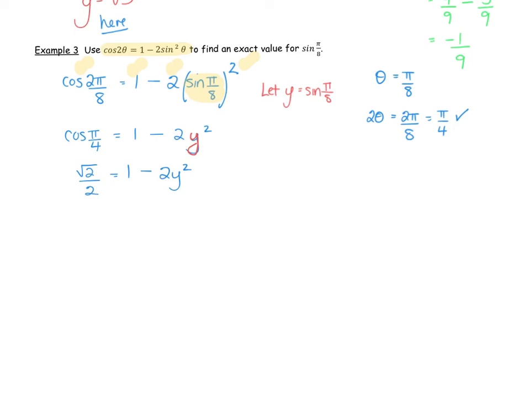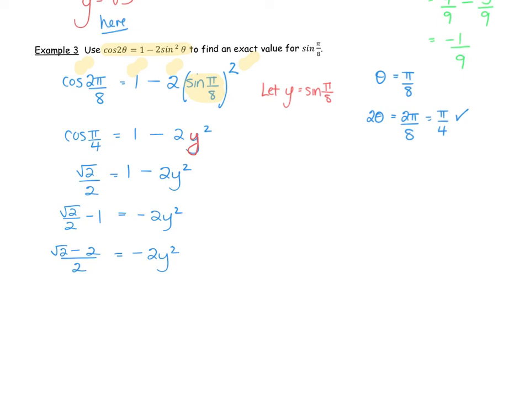Okay, so first thing I hope you're thinking to do is I'm going to move the 1 over to the left. So it becomes root 2 over 2 minus 1 equals negative 2y squared. Of course, lots of different ways to write this. If you want to write it a different way and you get to the same place, that's great as well. Okay, on the left, we're going to need a common denominator of 2, and then we get root 2 minus 2 when I make the common denominator, equals negative 2y squared.